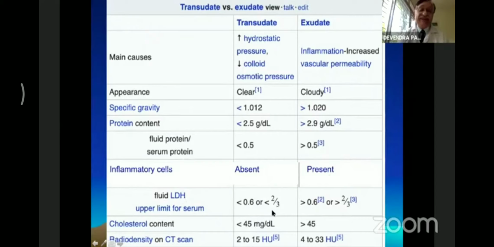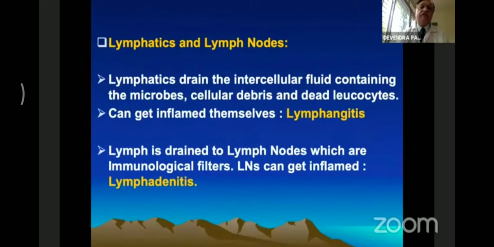Serum LDH is more in the exudate. Cholesterol is more in the exudate. Radio density on CT scan. This is for the high flow PG students. Mainly, we should know the clear appearance, specific gravity, protein content, and the inflammatory cells to differentiate between the transudate and exudate, the importance of which we have seen.